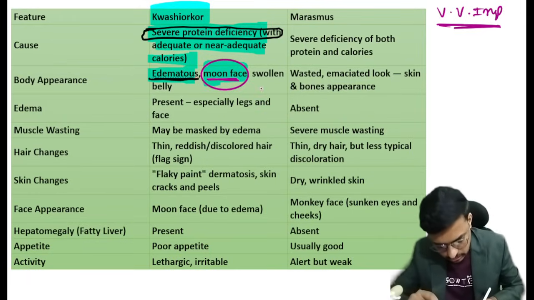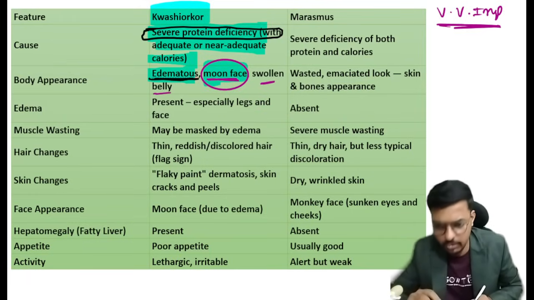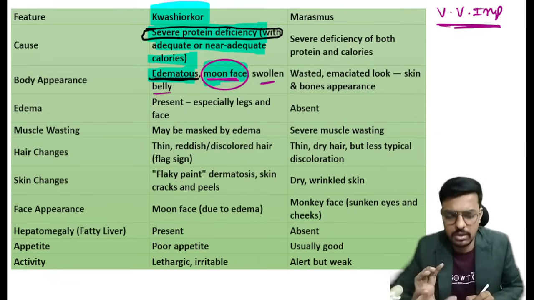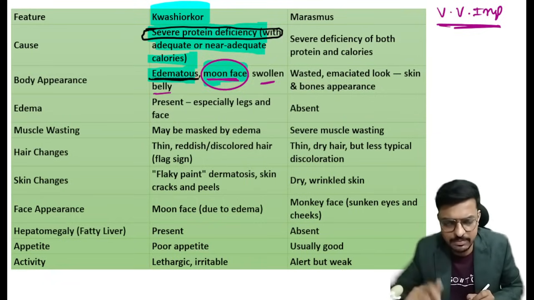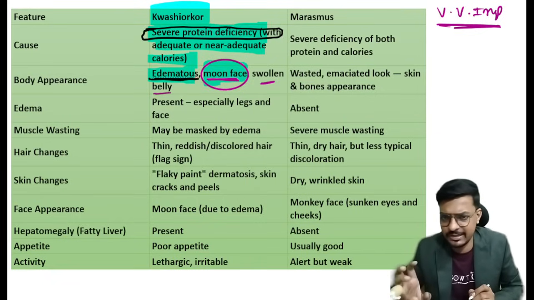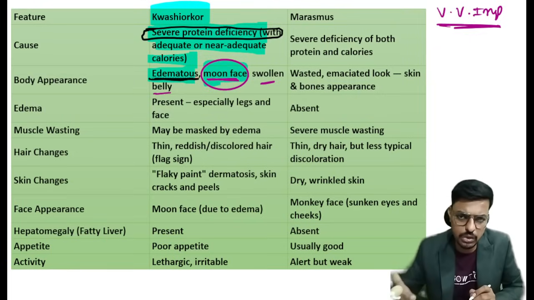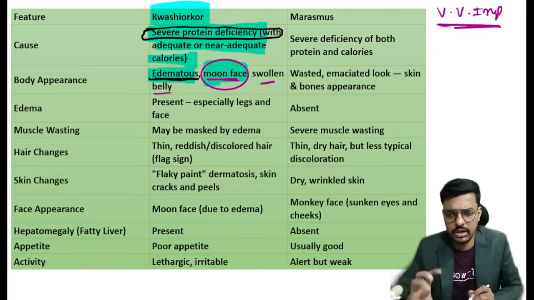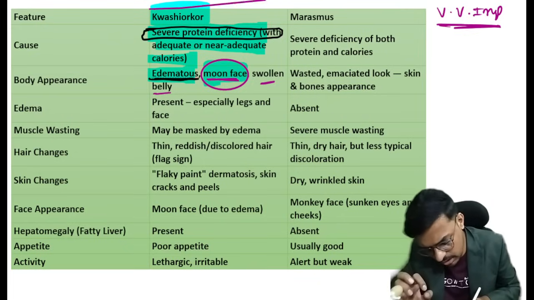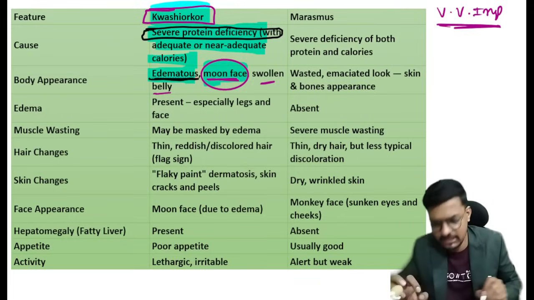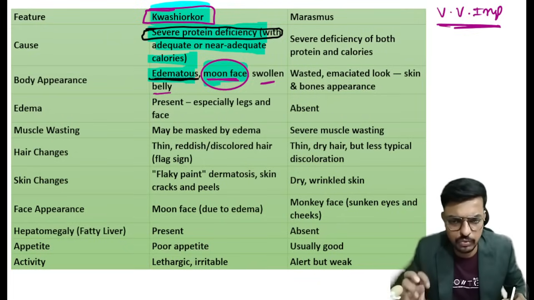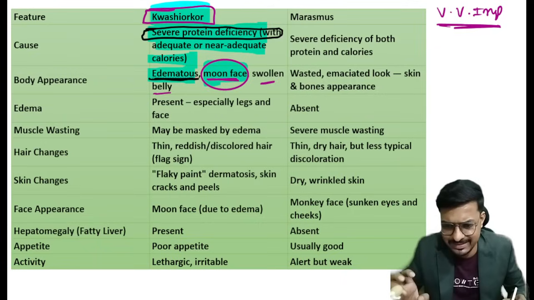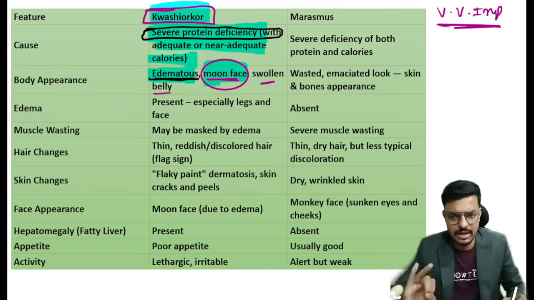Then a swollen belly will be there. Why? Because there is hepatomegaly. Because of the deficiency of albumin, the important extra nutritious material in the liver is not carried out, so the liver will be enlarged. Hepatomegaly is seen in kwashiorkor. Along with that, with no protein, fluid will leak into the peritoneal cavity and there will be a chance of ascites. Ascites will be there, hepatomegaly will be there.